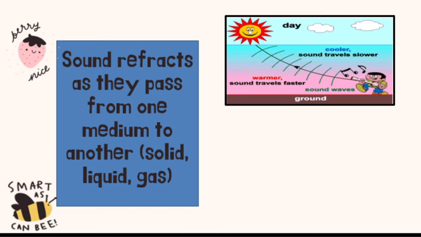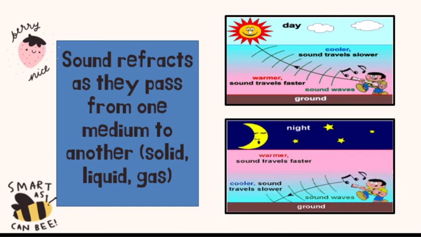The reverse happens at night. At night, the ground cools quickly. The higher air is warmer than the air close to the ground. During the day, the sound travels faster near the ground. This causes the sound wave to refract outward.